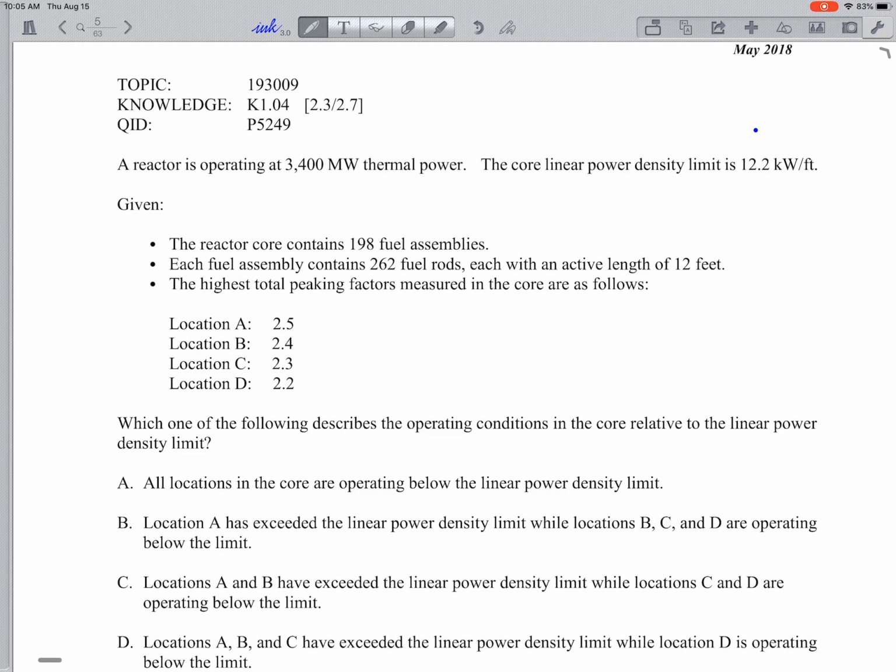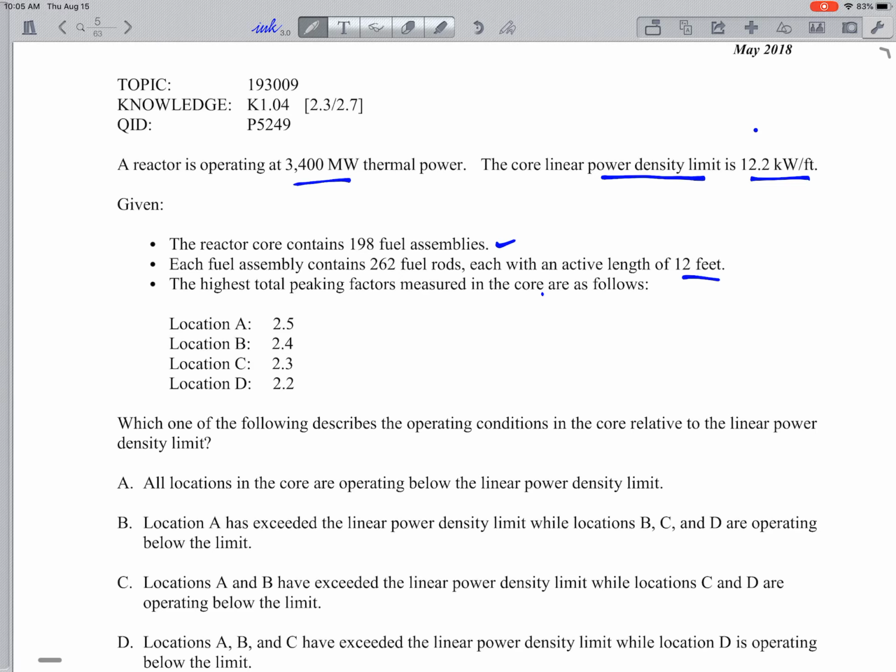Okay, so we'll start with P5249. A reactor is operating at 3400 megawatts thermal power. The core linear power density limit is 12.2 kilowatts per foot, so the LPD limit. Given 198 fuel assemblies, 262 fuel rods per assembly, and an active length of 12 feet, the highest total peaking factors measured in the core at locations A, B, C, and D are somewhere between 2.2 and 2.5.